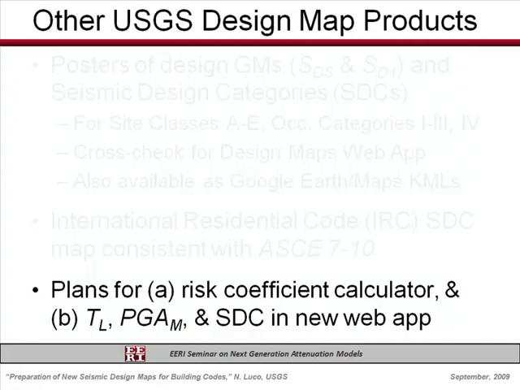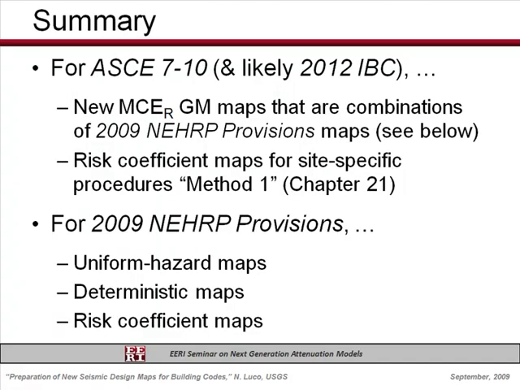And for this web application, we have some other plans for a risk coefficient calculator, so you can enter a hazard curve in it, and it would do the risk coefficient calculation for you. We haven't done that yet, and that'll take some work, but we have some plans there, and there may be others that do that as well. We're also adding things like long period transition period, peak ground acceleration values, and seismic design category in the web application, which we didn't have before in our Java ground motion parameter calculator that some of you may have used, but we want to add those in the new web application.